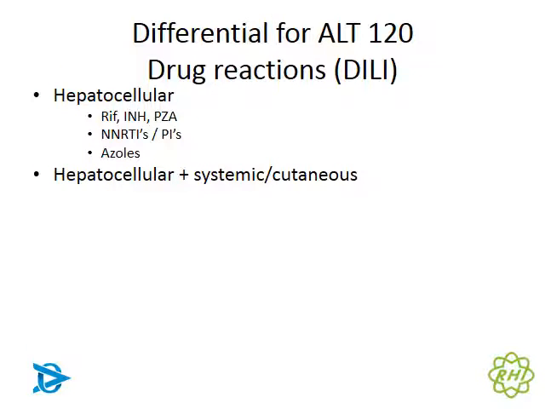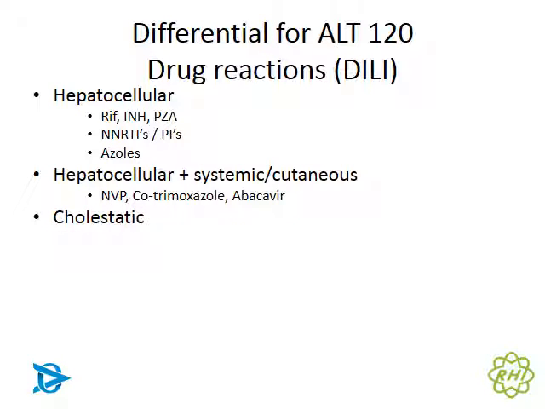Sometimes you'll have patients who have a hepatocellular picture, so the ALT is going up, but they're also systemically quite sick or they have cutaneous lesions. And nevirapine there is the first one we would consider. If you have a patient with a rash who is unwell, you would always check your liver functions. But cotrimoxazole can also do that. And of course, if you have an abacavir hypersensitivity, you might have a rash with hepatocellular symptoms.